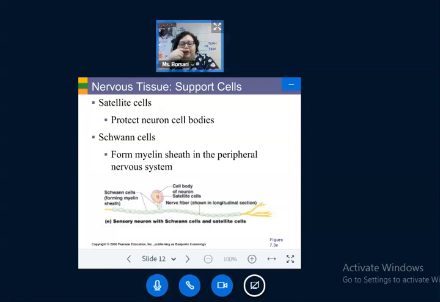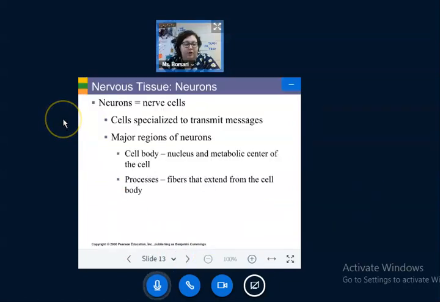All right. We also talked about the difference between our sensory division and our motor division, the central nervous system and peripheral nervous system, and so on. So today we are going to be talking about the main cells in our nervous system. Those are our neurons. Neurons are the same thing as nerve cells, so you will hear me use those two terms all the time. These are specialized to transmit messages.